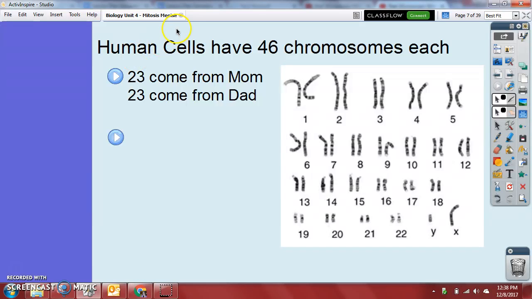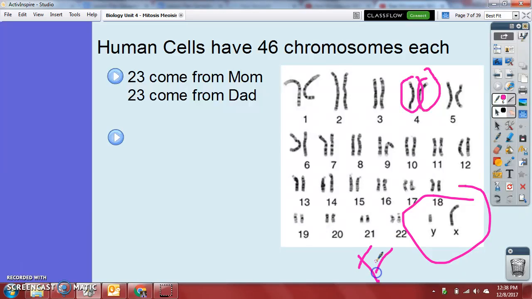So they're all paired up. That's because one of the chromosomes in each pair comes from mom and one comes from dad. Now, Y and X. These determine if you're male or female. So if you have an X and a Y, you are a boy. If you have two X's, you are a girl.